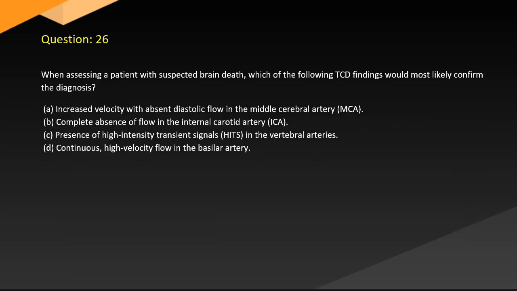Question 26. When assessing a patient with suspected brain death, which of the following TCD findings would most likely confirm the diagnosis? A. Increased velocity with absent diastolic flow in the middle cerebral artery, MCA. B. Complete absence of flow in the internal carotid artery, ICA. C. Presence of high-intensity transient signals, HITS, in the vertebral arteries. D. Continuous high-velocity flow in the basilar artery.